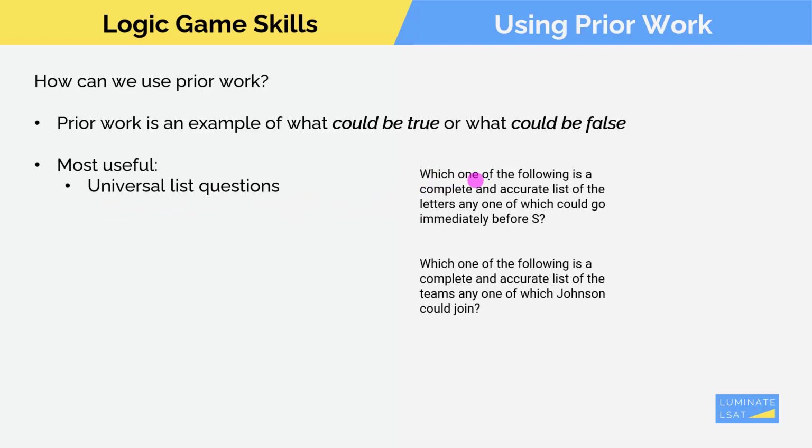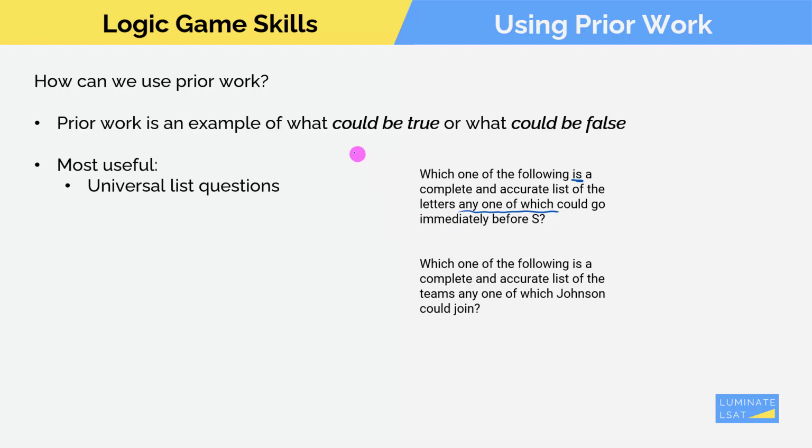The first one says, which one of the following is a complete and accurate list of the letters, any one of which could go immediately before S? So this is asking across all the different possible worlds in the game, which answer is listing every single letter that could ever go immediately before S. So I think of this as a universal list question. What is a universal list of everything that could go immediately before S?